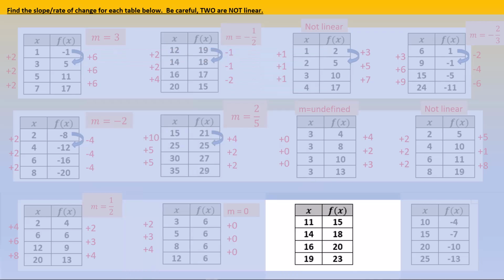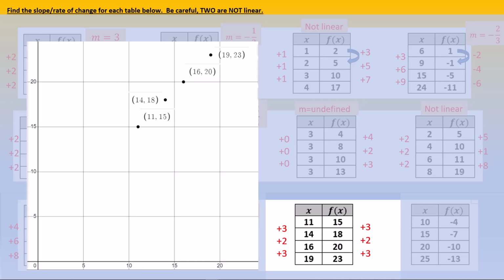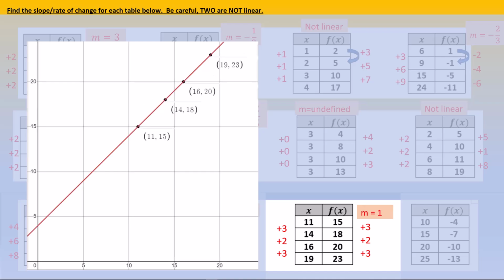Try this one. Here, the changes in x are +3, +2, and +3. The changes in y are +3, +2, and +3. And you can see the points do line up. The graph does fit all 4 points, and the slope of this line is 1.